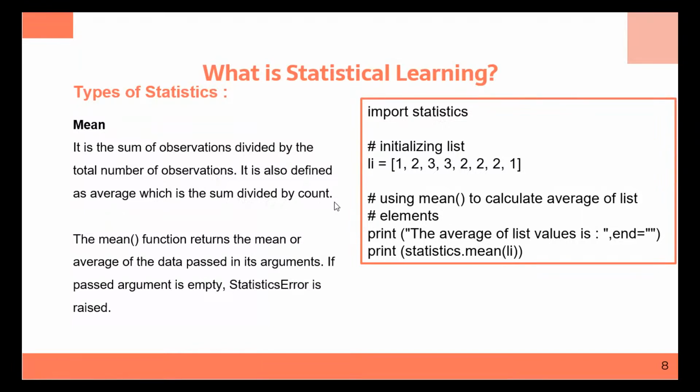Obviously, you get a numerator as sum. You divide by the number of count. That's what it is. The mean function returns the average of the data passed as its arguments, and if the argument passed is an empty list, the statistics error will come. If not, we give you the average of that. All right, we can use this one.